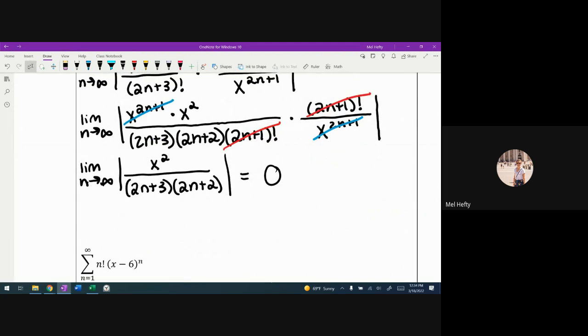What do we compare to? What number? 1. How does 0 compare to 1? All right. Was that good or bad? That means it converges no matter what x is.